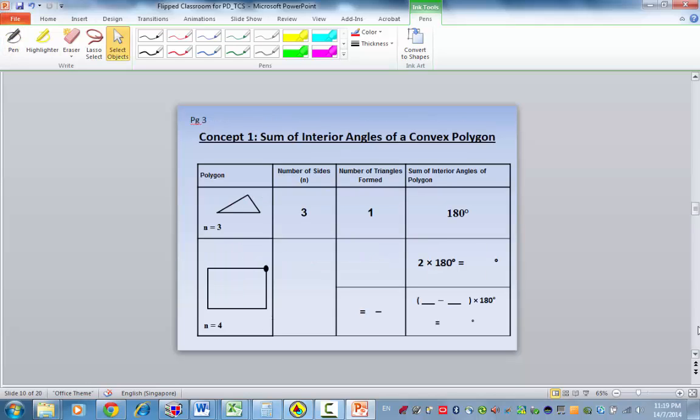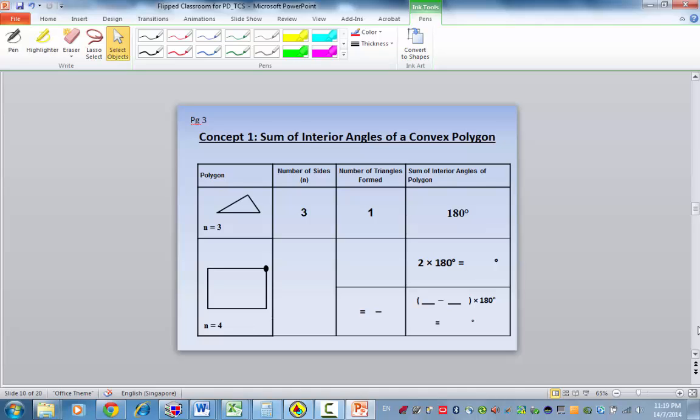Now, let's find the sum of interior angles of a convex polygon. For a 3-sided figure, which is the triangle, the number of sides it has will be 3. The number of triangles formed will be 1. Hence, the sum of the interior angles of a polygon will be 180 degrees.